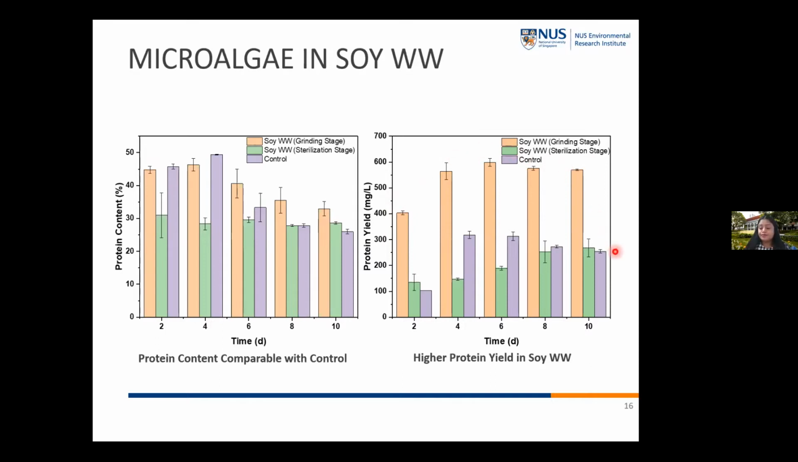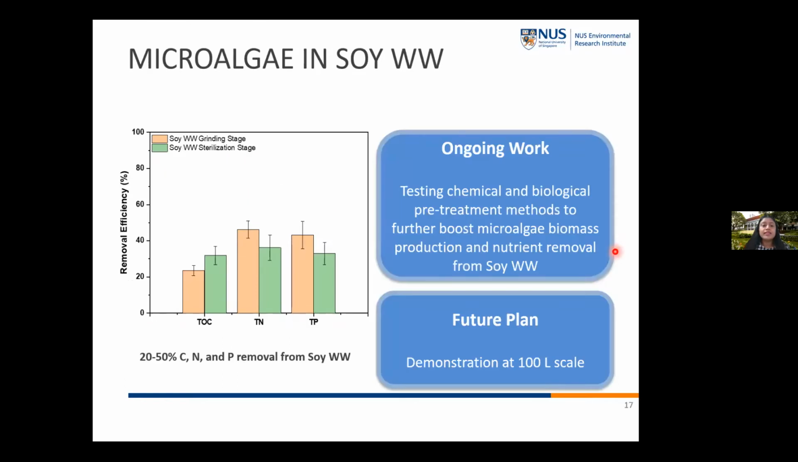Now, looking at the nutrient removal efficiency, what we found is that at the end of the experiment, around 20 to 50% of carbon, nitrogen, and phosphorus were removed from the soy wastewater. So this shows the potential of microalgae in treating the soy food processing wastewater.